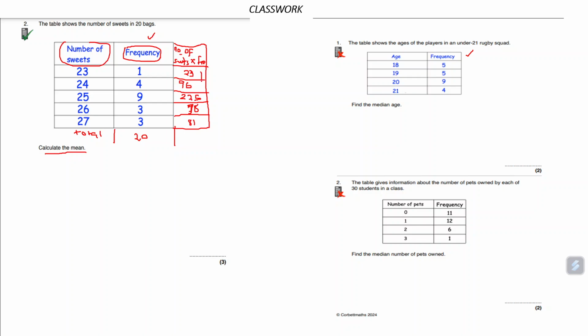We calculate the total of this: 23 plus 96 plus 225 plus 78 plus 81 will be 503. Therefore, to calculate our mean, it is equal to 503 divided by 20. That will give us 25.15.